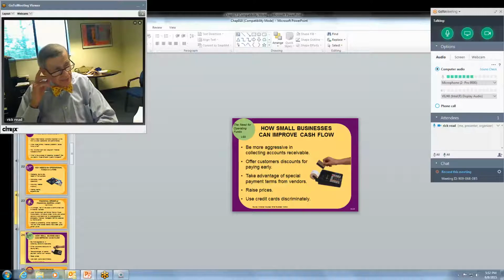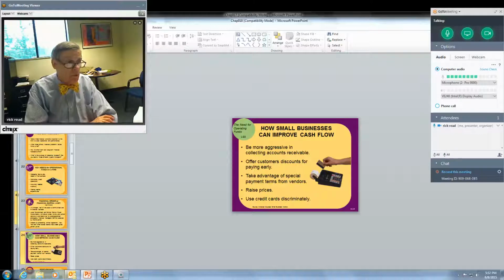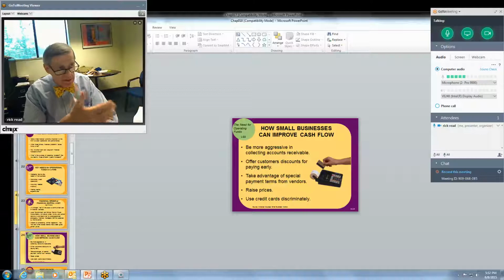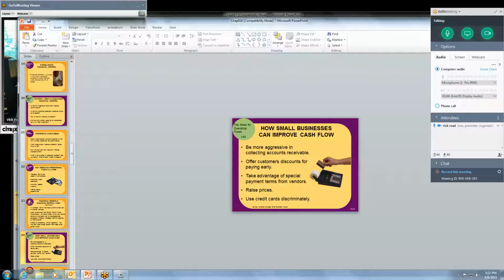This particular bullet saying use credit cards discriminately probably speaks more to small companies than it does to large companies. But if we just change that around a little bit and say use credit discriminately, don't overextend yourself, I think that we can make that apply to everyone, regardless of size.